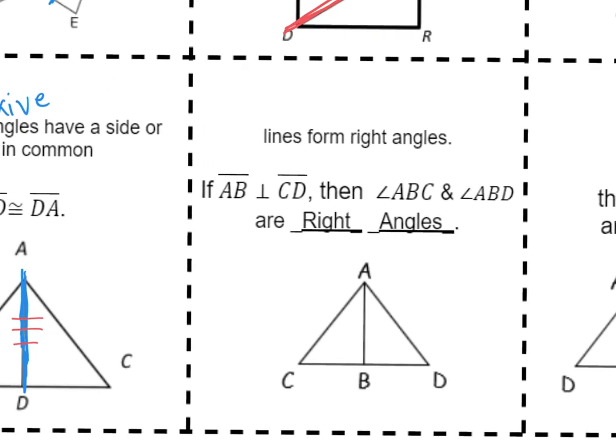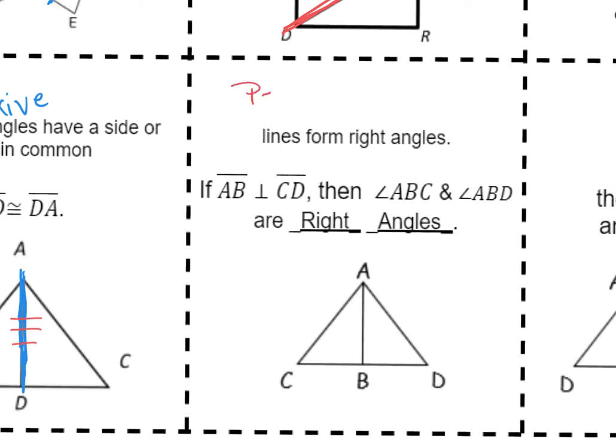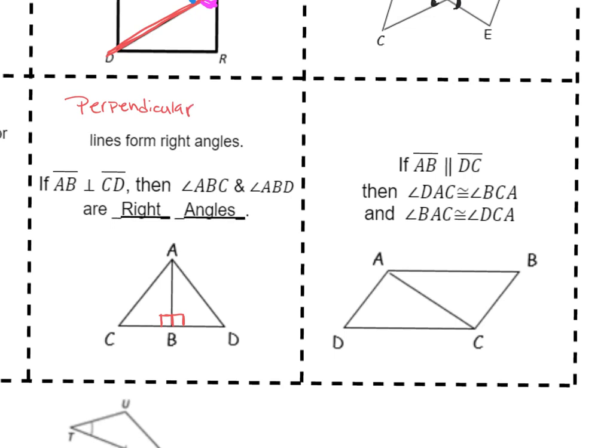All right. Our next property is going to be perpendicular. And what perpendicular says is if AB is perpendicular to CD, then angle ABC and angle ABD are right angles. So in other words, it's saying if it's perpendicular, then we're forming the two right angles right here in the dead center. Okay? Oh, forgot my R.